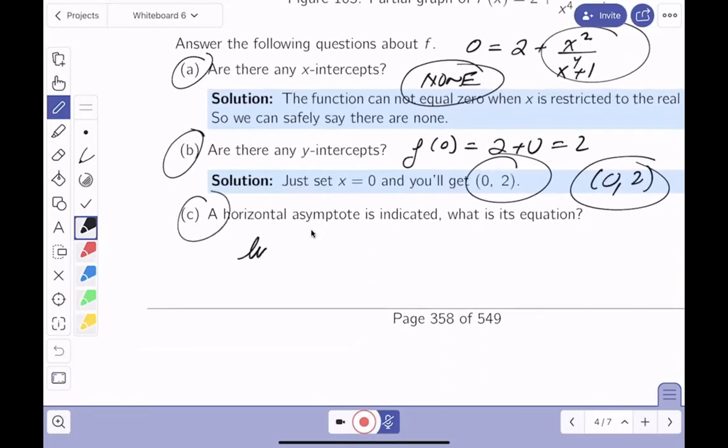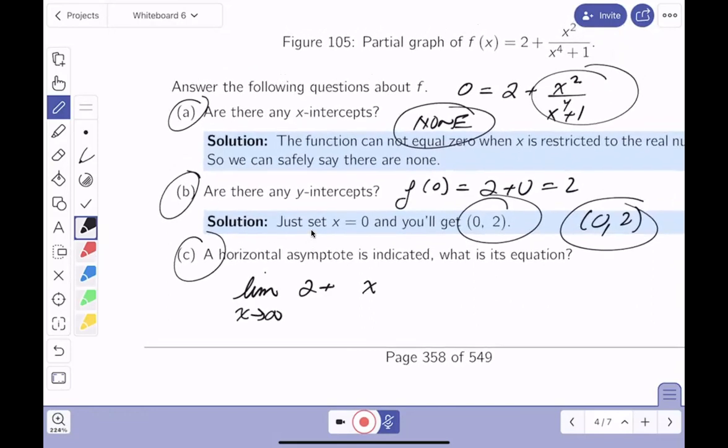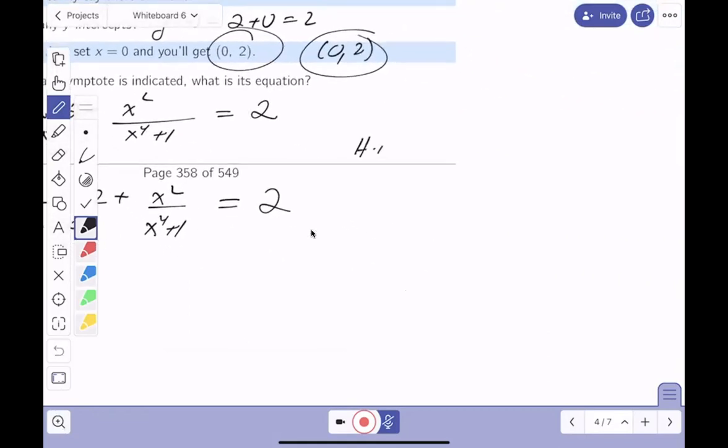Someone says, I wonder when it's going to get difficult. The derivatives. Let's write this down. The function is 2 plus x squared over x^4 plus 1. Super easy limit. That's 2. Let's go to minus infinity. That's 2 plus x squared over x^4 plus 1. It's still 2. So what I know, horizontal asymptote, it's an easy question. y equals 2.